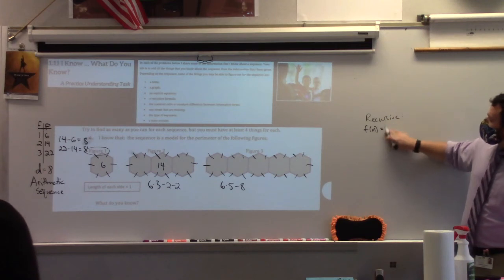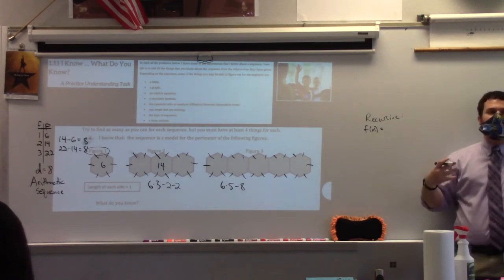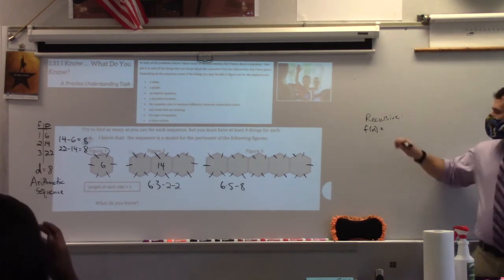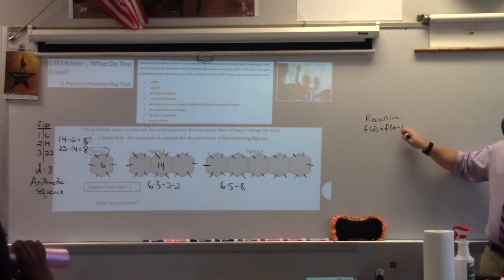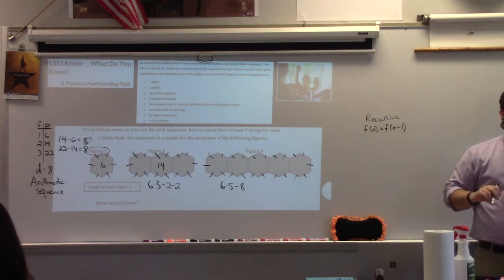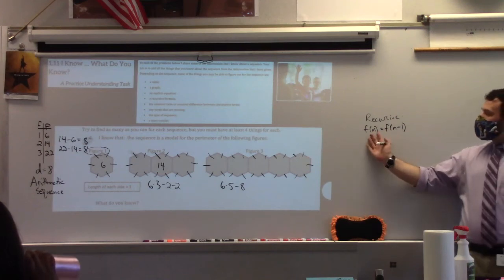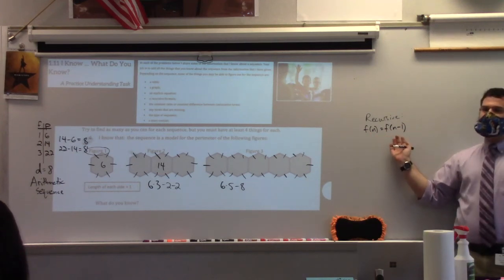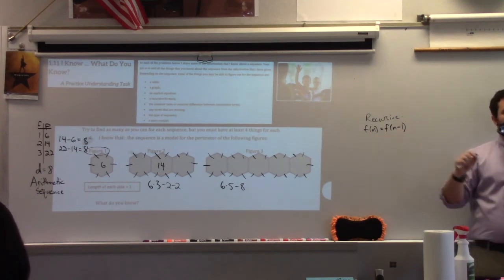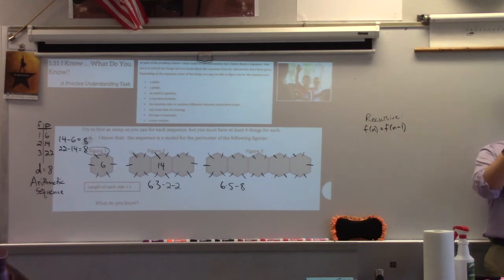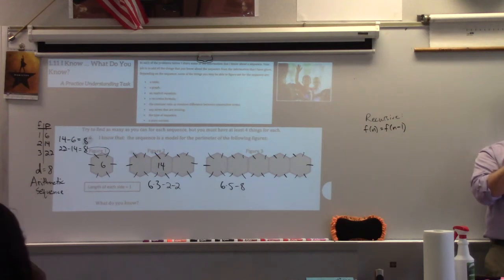But how does a recursive equation always start? F of n equals f of n minus 1, because the current value is equal to the previous value. We've got to keep that in mind. You've got to know the difference and identify the difference between recursive and explicit. If you don't, it will bite you in the butt tomorrow. You've got to study this.